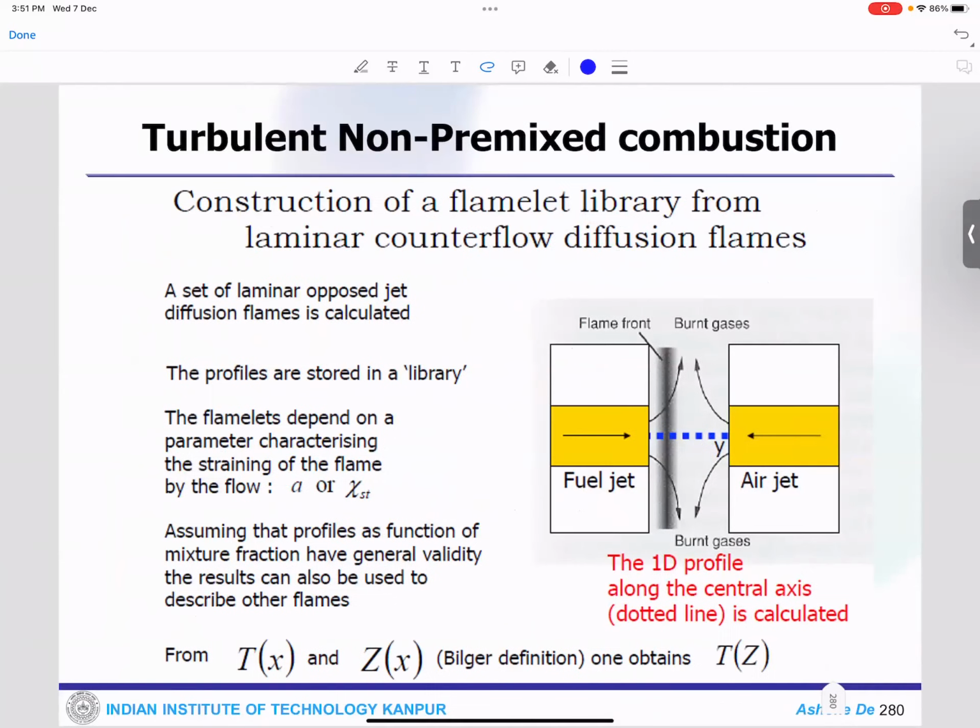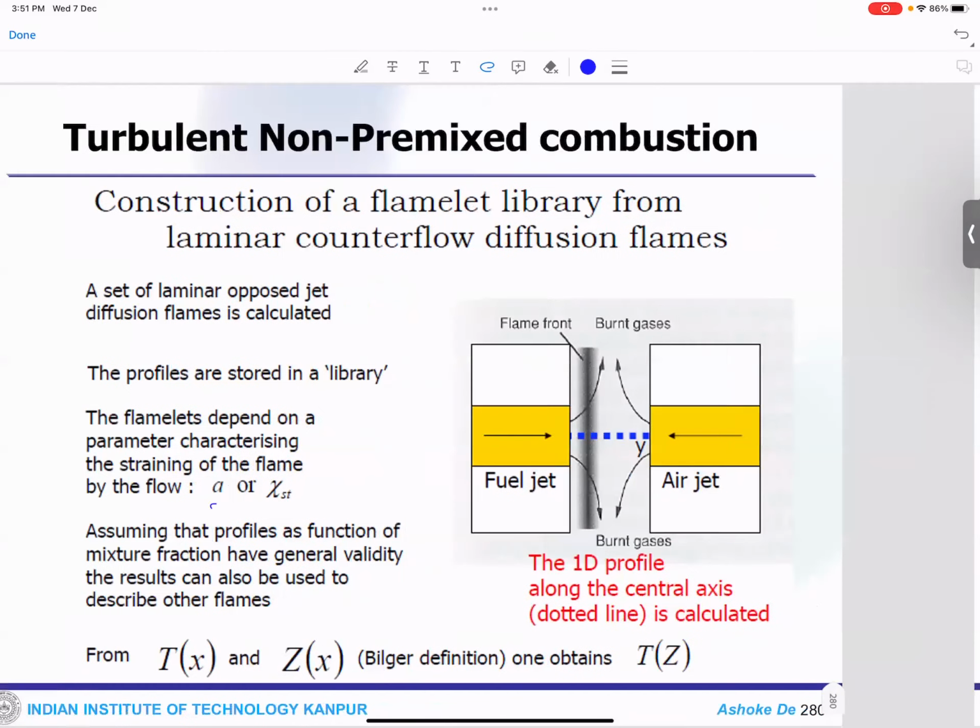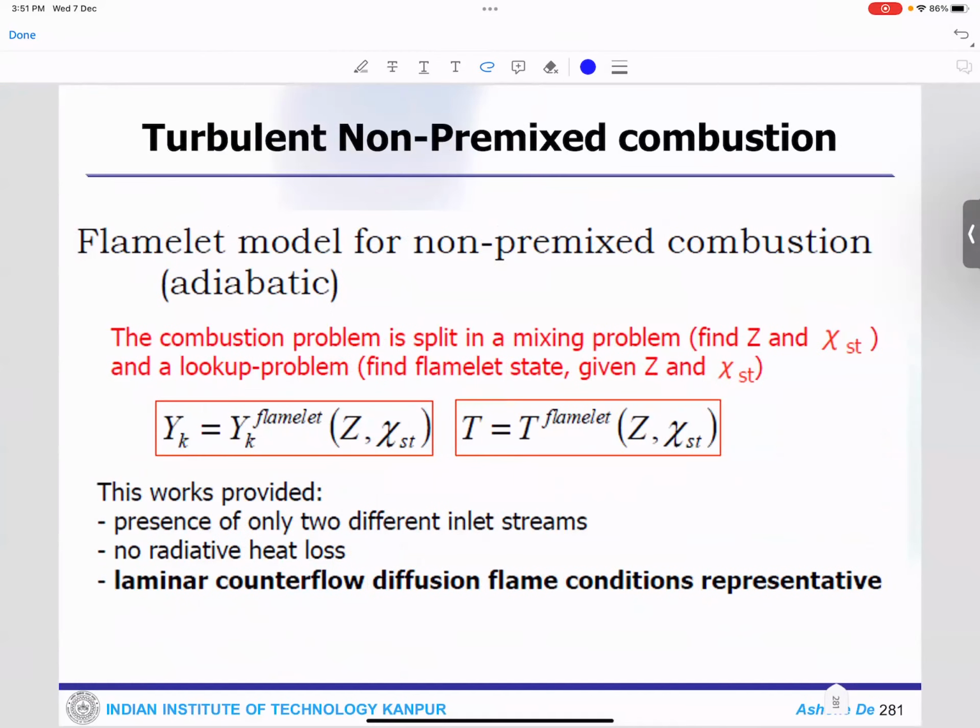Now another thing, what would happen when you do this counterflow diffusion flame calculation in one-dimensional cases, one has to take into account the strain rate effect. Strain rate effect means when the flame is going to be extinguished. When you do that pre-computation of the table, taking care of that strain rate effect is important.